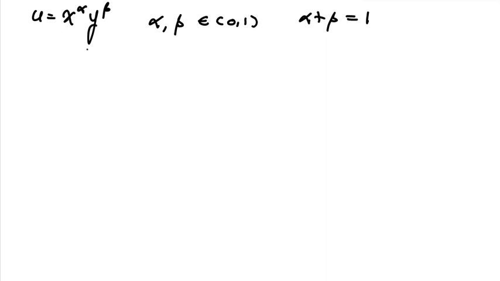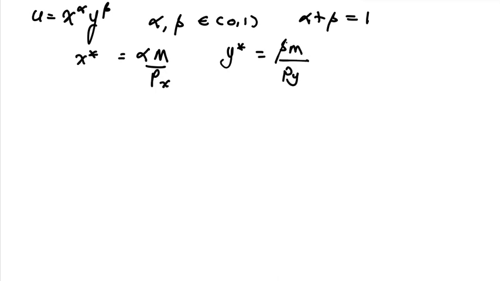And then when we did optimization for this consumer behavior, we found the optimal level of x, call it x star, is alpha m over px. We also found the optimal level of y star, which is beta m over py. Okay, so these two are what we call Marshallian demands, derived from the optimization of the direct utility function.